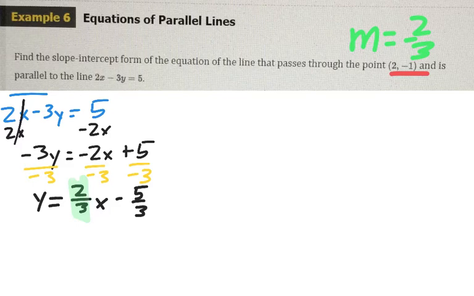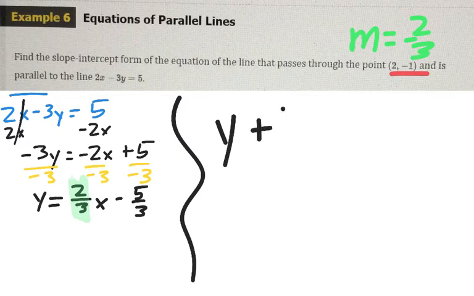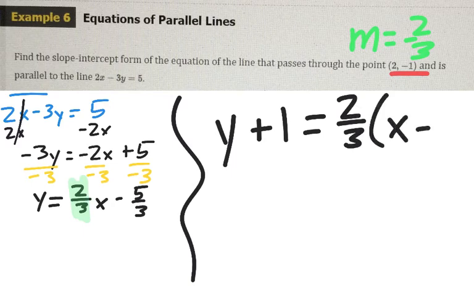Yes. So I'm going to put that in point-slope form. So that's going to look like y minus y1, so that's going to be y plus 1 equals m times x minus x1. Now, if it asks me for an equation for my line, I'm finished. But what does the question ask me again? It wants it in slope-intercept form. So I put it in point-slope form. Now I need to convert it to slope-intercept form.